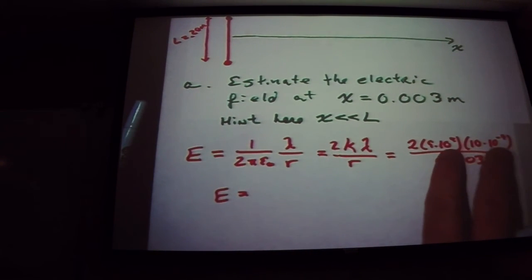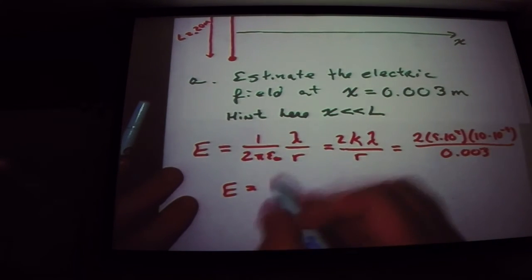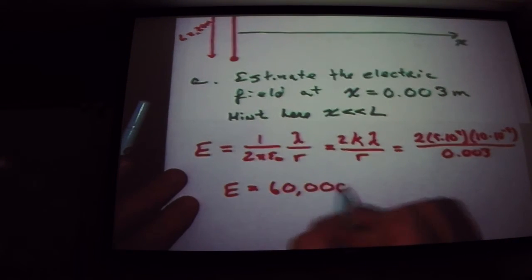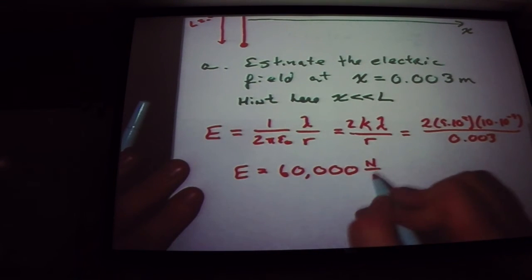Conveniently, these factors of 10 to the 9 and 10 to the negative 9 cancel out. So it's 2 times 9 times 10 divided by 0.003. Everybody get 60,000 on this? Units here are newtons per coulomb.